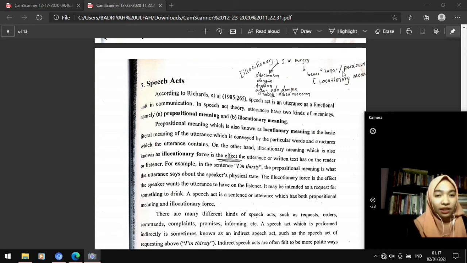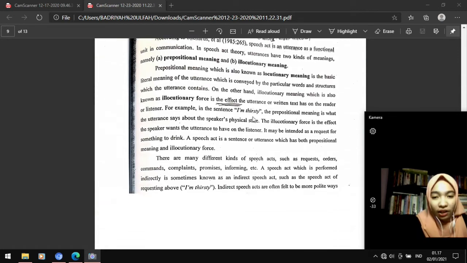This is the same like I'm hungry, which means that you're really hungry, or you say this sentence to your friends, which means that you ask him to buy you food. That's for speech. Yeah.